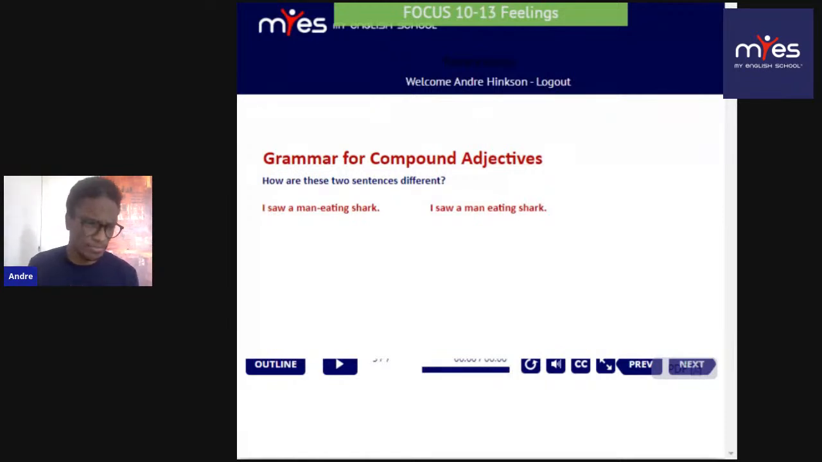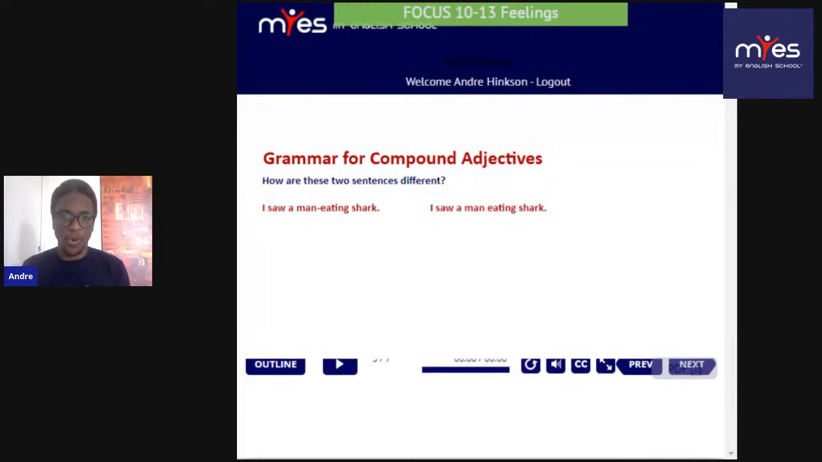It's a gerund, I think. But it's the ing form. So it's a different grammar in that sentence. It's not a compound adjective. It's a noun and it's a verb. So in the first one, I saw a man-eating shark, man-eating is the adjective, while shark is the noun. So that describes the noun. But in the second sentence, man is the noun and eating is the verb. So that's the difference.